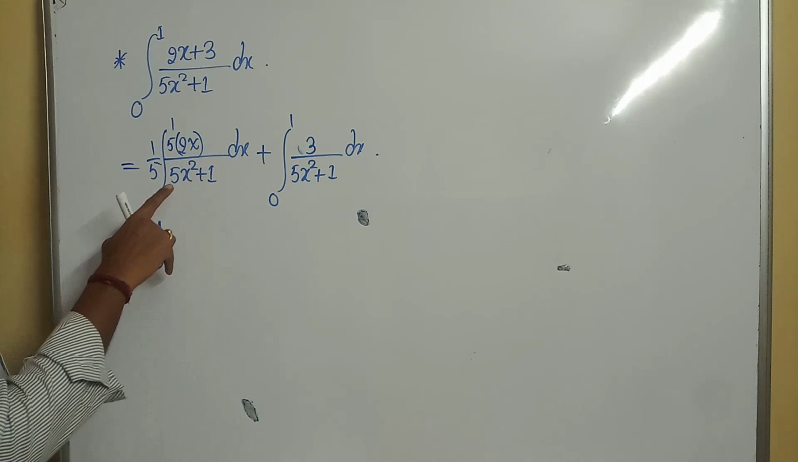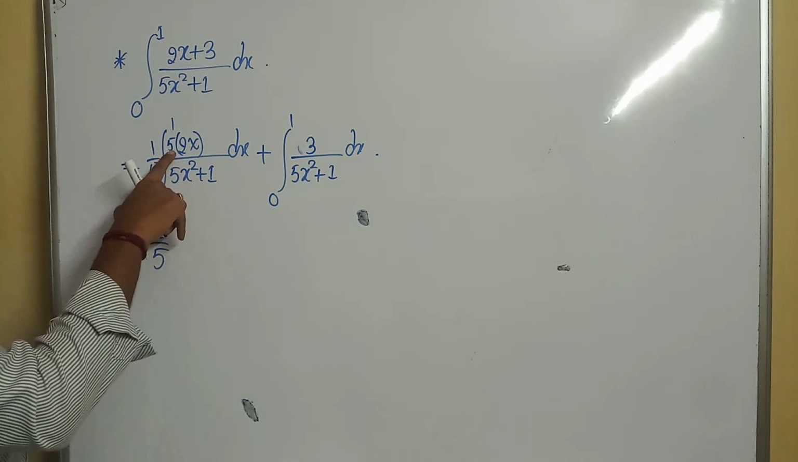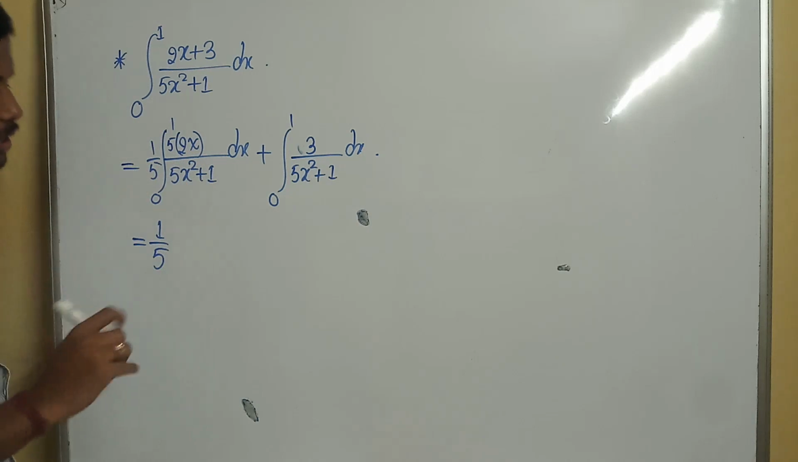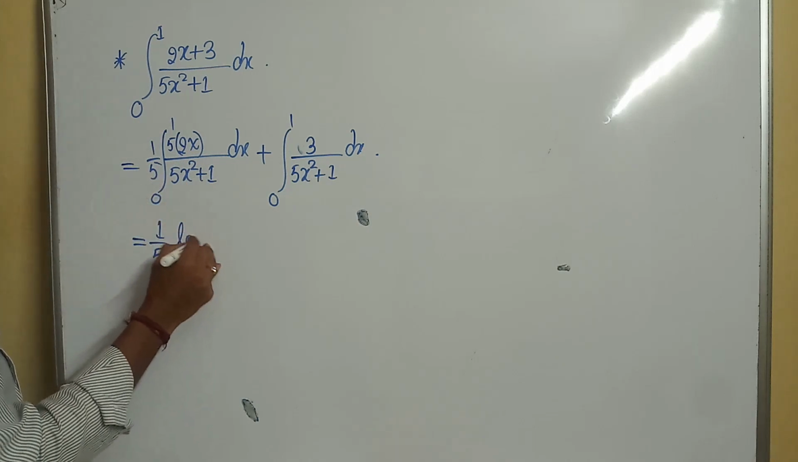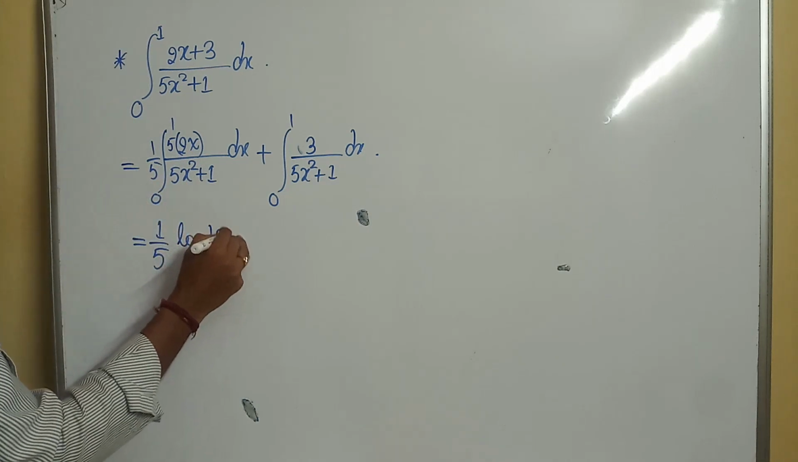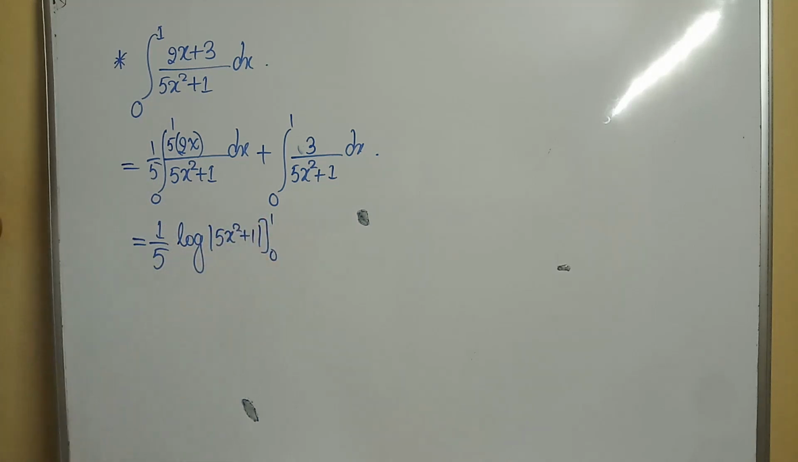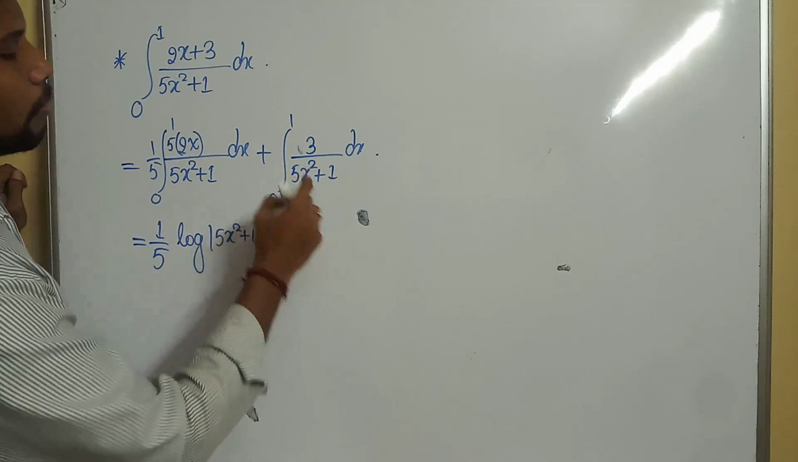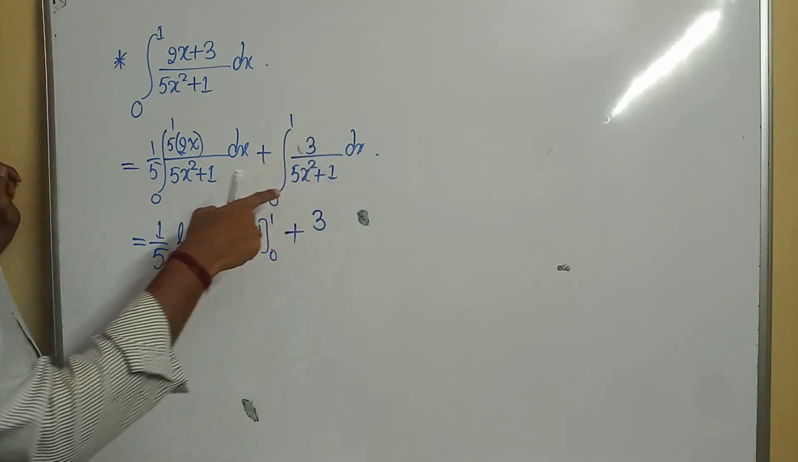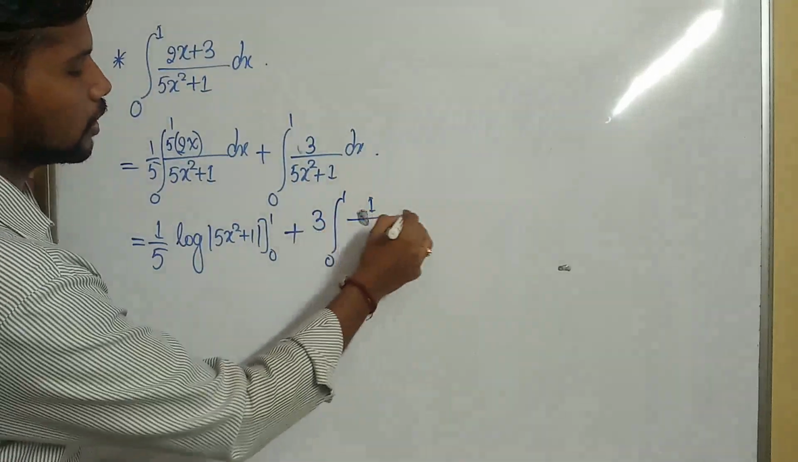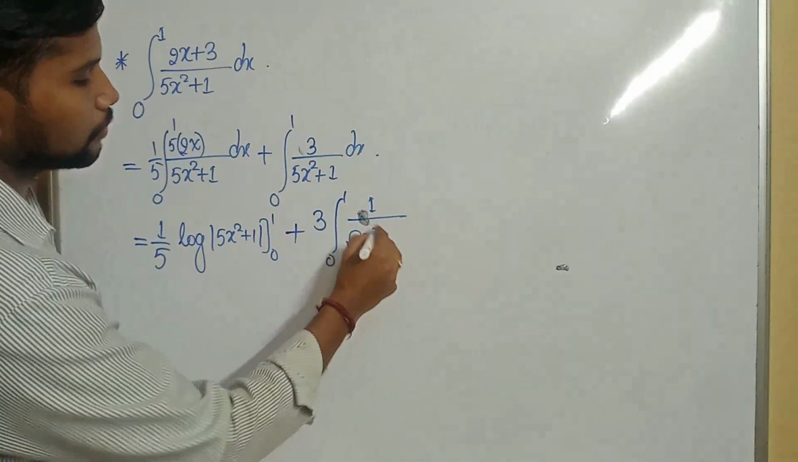Okay, what is the derivative of 5x square? 5 into x square derivative 2x, that is 10x, one's derivative will be 0. Got it? Okay, derivative of denominator is numerator. Integral of that function is log of modulus of 5x square plus 1. The limits are 0 to 1. Got it? Plus 3 outside, integral of, okay, we can write the function once again, 0 to 1, 1 divided by root 5x whole square.